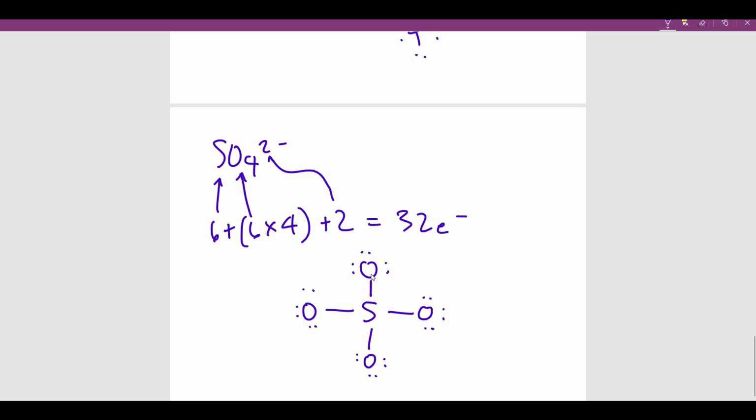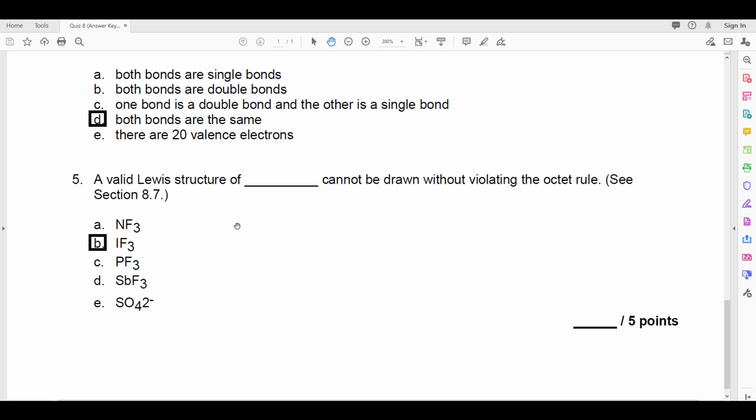All the oxygens have full octets. So does the sulfur, because it's got 4 bonds around it, which is 2 electrons apiece. Everyone has a full octet. So sulfate also has a Lewis structure that does not violate the octet rule, so it's not the correct answer.